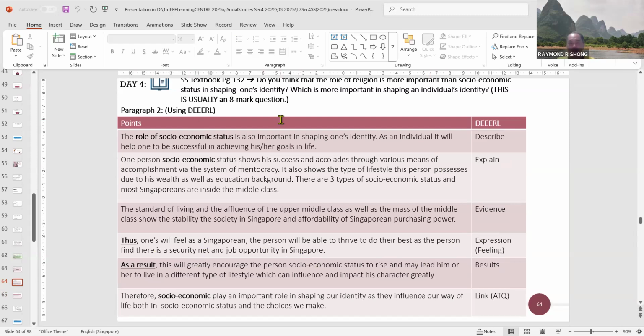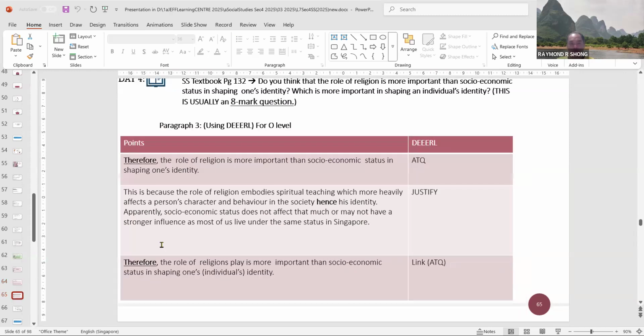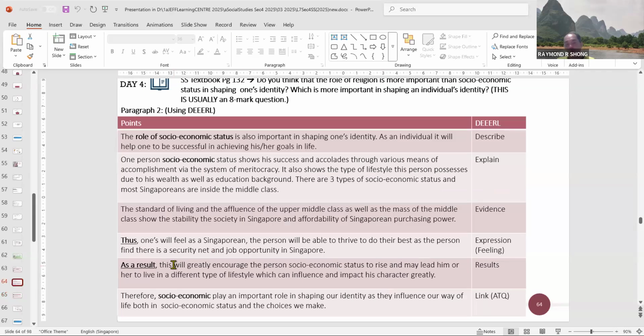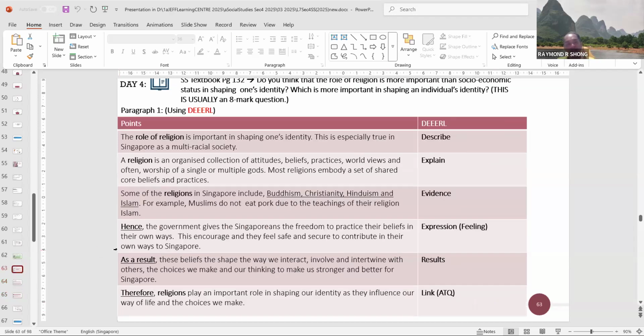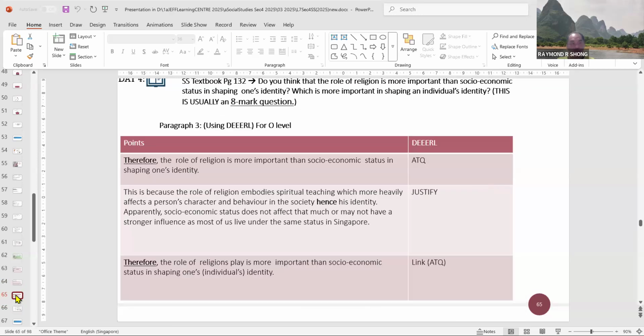Okay, so this is about the role of economy. So under Raymond, the third paragraph, this is my paragraph. You see, therefore, the role of religion is more important than the other. And then this is to justify and then link back to the question. Now, guys, listen up. For SRQ, you must always link back to the question. Link back, link back. Please write it down in your notes. You have to link back to the questions. Do I make myself very clear, Bohan?